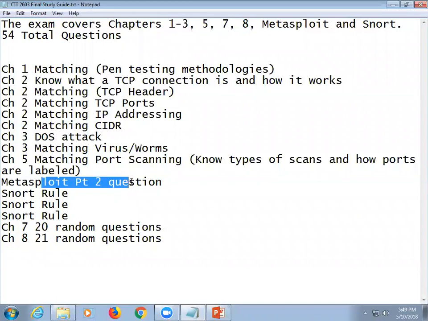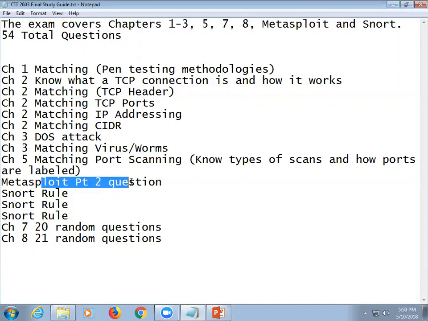And then you got some random questions from chapter 7 and 8. So basically kind of the quiz setup. I got 20 from 7 and 21 from 8. The only reason there's 21 from 8 is to make the points work out. So there are like 54 questions, but it's generated 100 points. They're all random, just like the quiz. And a lot of midterm questions are from the quiz.